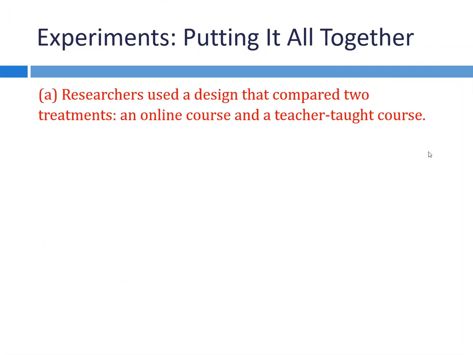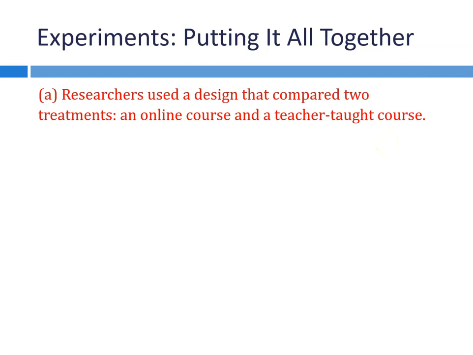In the first question, explain how this experiment used comparison. Pretty simply, the researchers used a design that compared 2 treatments, an online course and a teacher-taught course. So that was the comparison. They had 2 things to look at. They didn't just say, is the online course effective, and only do the online course. They compared it to this also teacher-taught course. So that's how comparison was used.